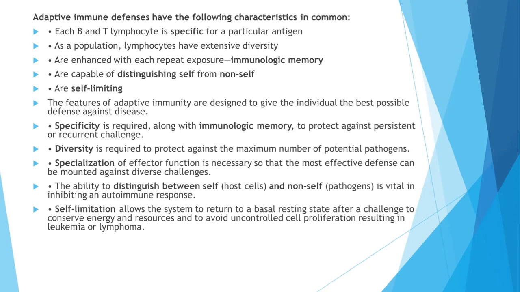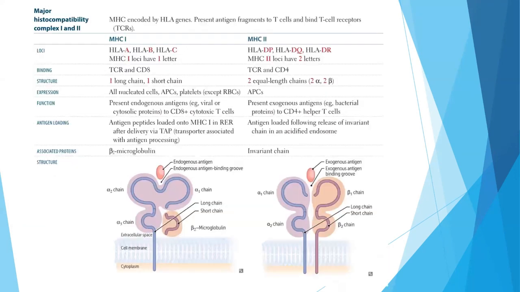Self-limitation allows the system to return to a basal resting state after a challenge to conserve energy and resources and to avoid uncontrolled cell proliferation resulting in leukemia or lymphoma. So whenever there is no self-limitation, you get diseases like leukemia or lymphoma.